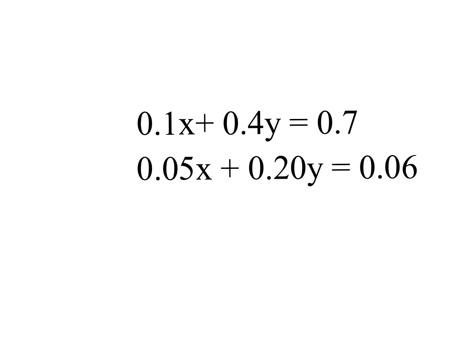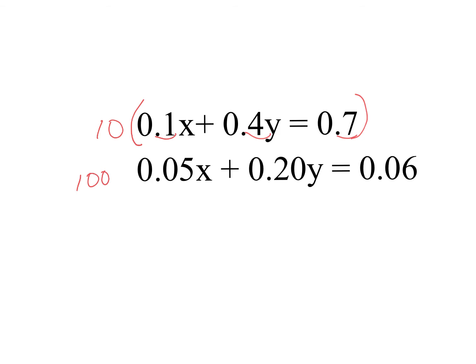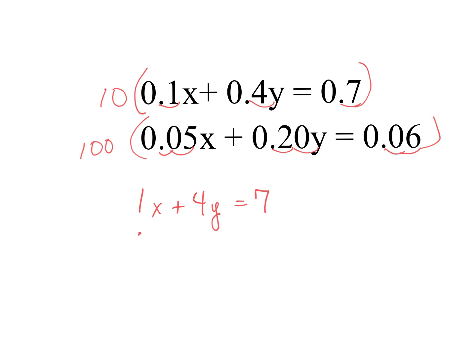All right, let's go to the second one. Now, you can solve this equation just leaving it exactly like it is. Or you can get rid of all your decimals. So if I wanted to get rid of decimals, I would multiply this whole top equation by 10, because it would move each decimal point over 1. I would multiply the bottom by what number? 100, right? Because we want it to move over 2 places. So when we do this, we have 1x plus 4y equals 7, and then 5x plus 20y equals 6.